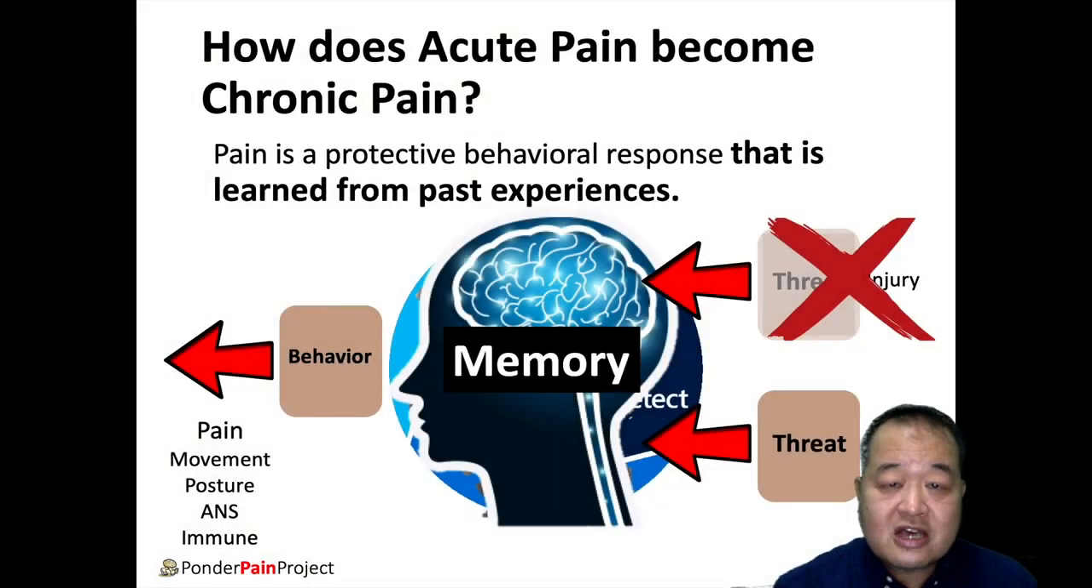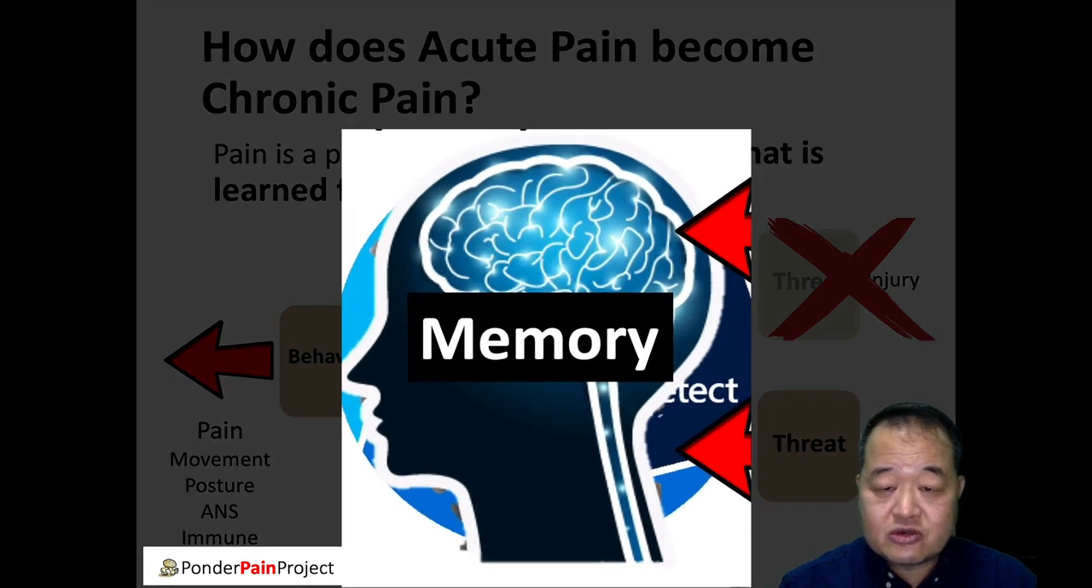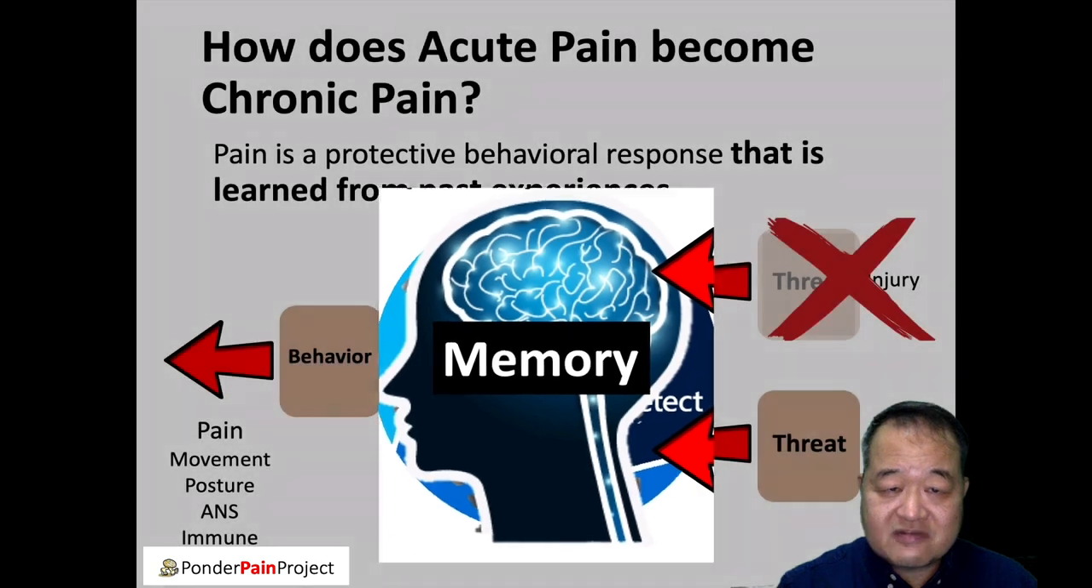So how does acute pain become chronic pain? Well, really, we're finding that it's reliant on the function of the brain. And a lot of the function of the brain is really about storing memories and learning. And so learning and memory is a huge part of what makes acute pain different than chronic pain.